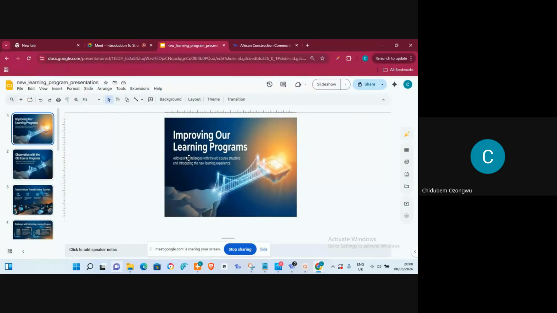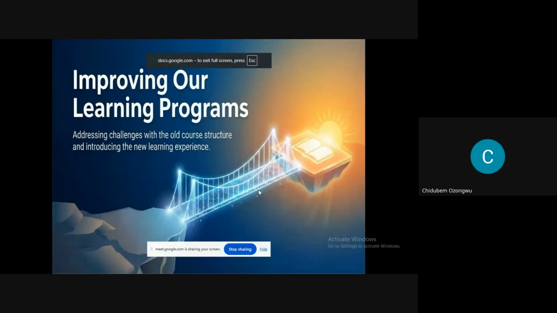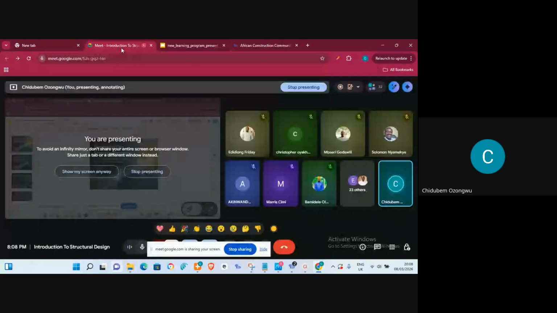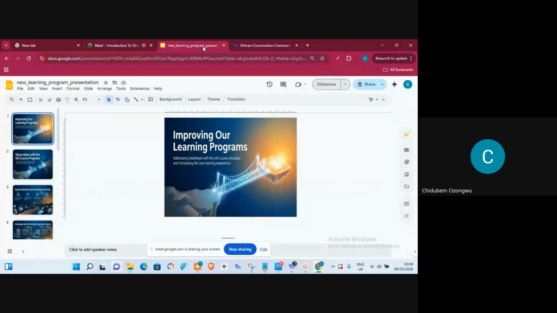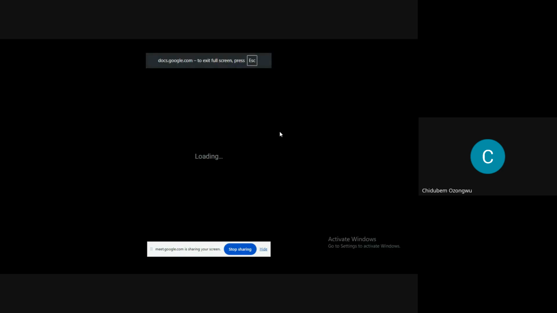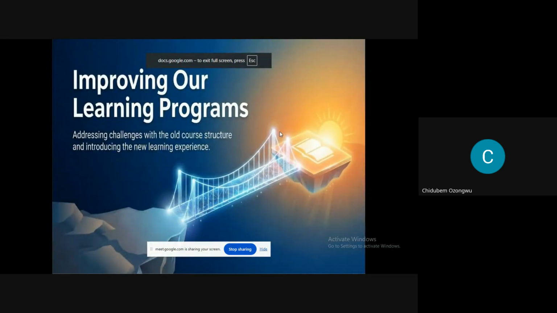If you can see my screen, can you give me a thumbs up so I can confirm? Okay, I can confirm that you all can see my screen. So I'm switching to a slideshow here, and what I have is improving our learning programs. We have tried to improve it because of the challenges we noticed, and I'm going straight to the challenges. I will start with the observations I have made with respect to the learners, with some of you.